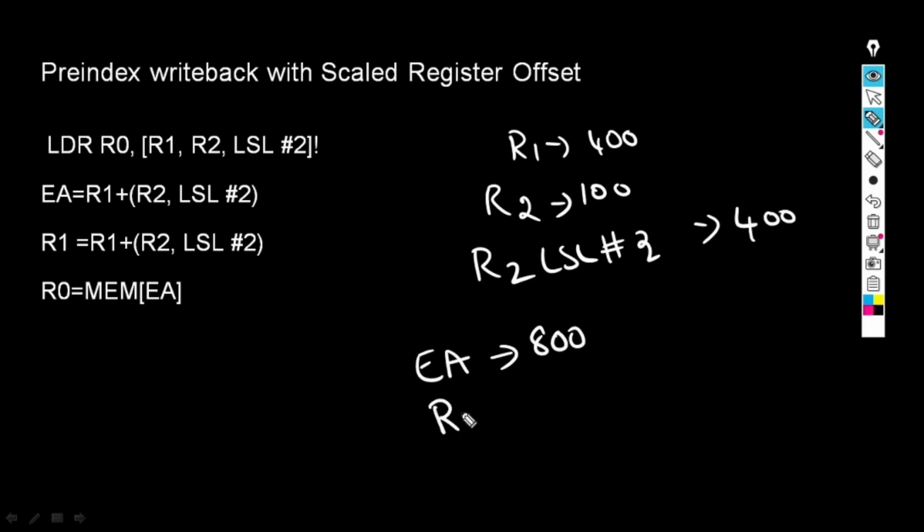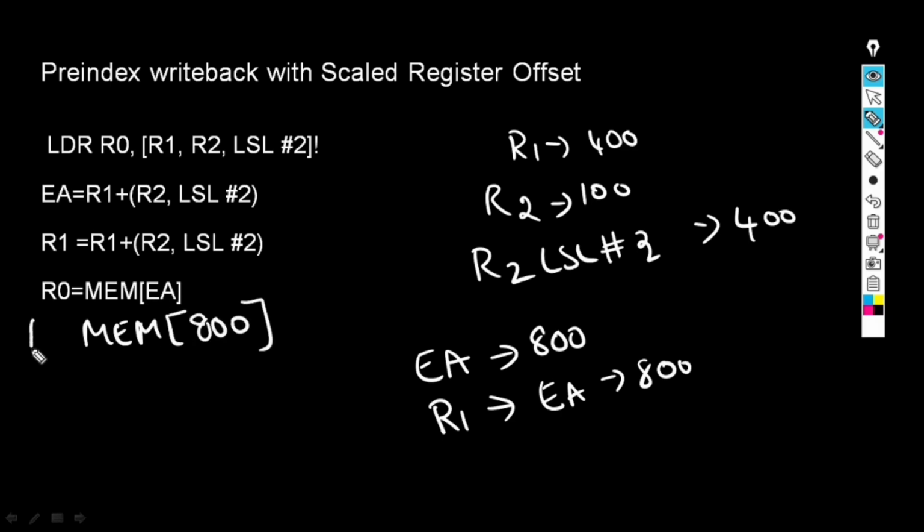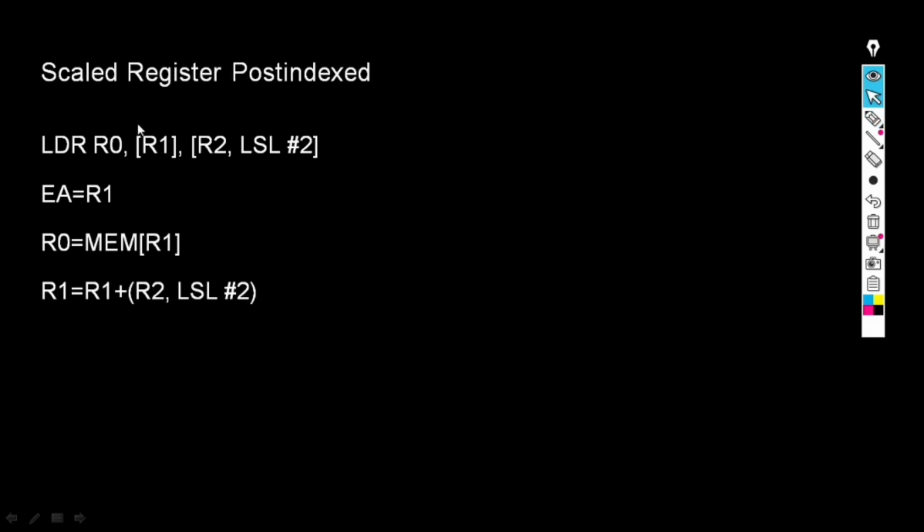But in the last case, R1 remains unchanged, but here R1 is exactly the same as the effective address. Then whatever is the location pointed to by this particular value, in our case 800, that data is copied to register R0. And the last case we have here is scaled register post-indexed.